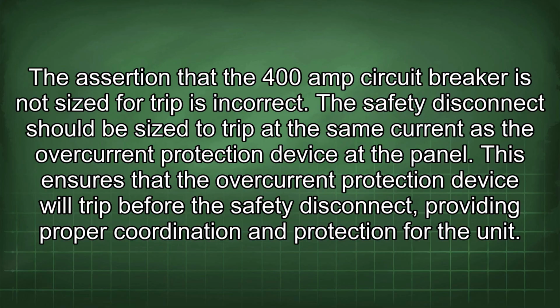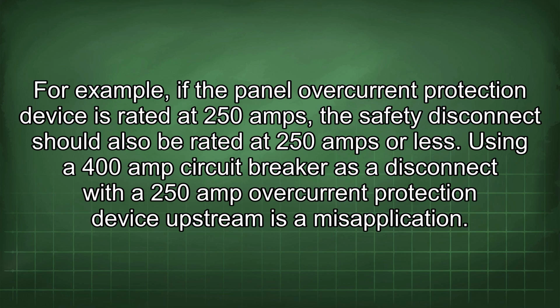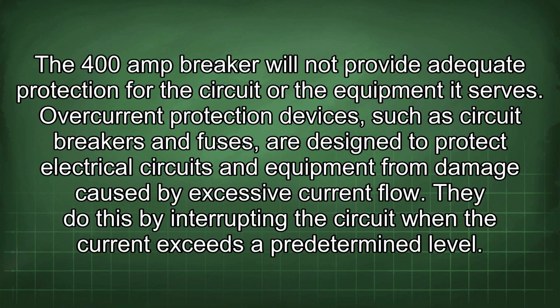This ensures that the overcurrent protection device will trip before the safety disconnect, providing proper coordination and protection for the unit. For example, if the panel overcurrent protection device is rated at 250 amps, the safety disconnect should also be rated at 250 amps or less. Using a 400 amp circuit breaker as a disconnect with a 250 amp overcurrent protection device upstream is a misapplication. The 400 amp breaker will not provide adequate protection for the circuit or the equipment it serves.